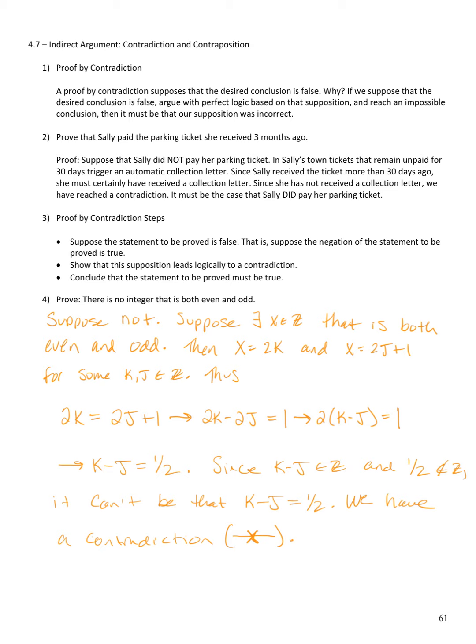Okay, we've reached a contradiction because we supposed at the very beginning that we were adding a rational and an irrational, right? So we let S be an irrational number. So we've reached a contradiction. Thus, the opposite of our supposition must be true. The opposite of our supposition was the original statement to be proved. Thus, the sum of a rational and irrational number must be irrational.